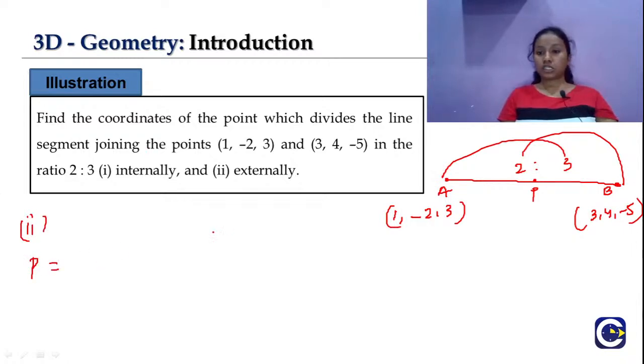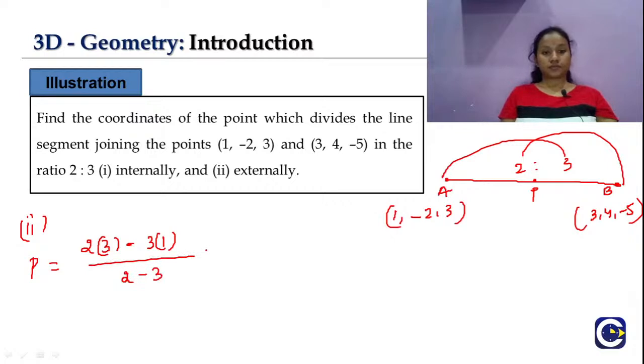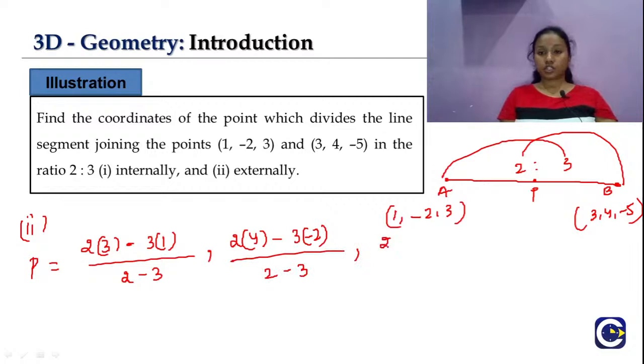So m here is 2. So 2 into 3 minus, the sign will be changing, right? 3 into 1, and then here 2 minus 3, comma, 2 into 4 minus 3 into minus 2 divided by 2 minus 3. And here again 2 into minus 5 minus 3 into 3 divided by 2 minus 3.